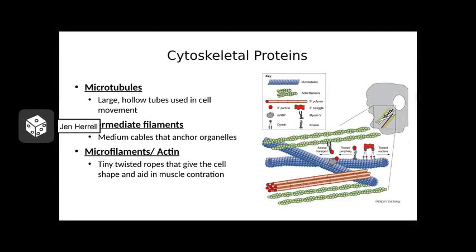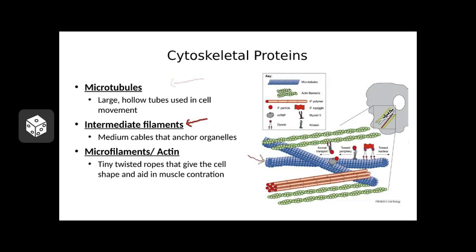There are three different kinds of tubes found in the cytoskeleton, and they range from largest to smallest. Here we have the largest one, called a microtubule. Microtubules are giant hollow tubes, and they're used in things like cilia and flagella, which help the cell swim around, if it's a cell that can do that.